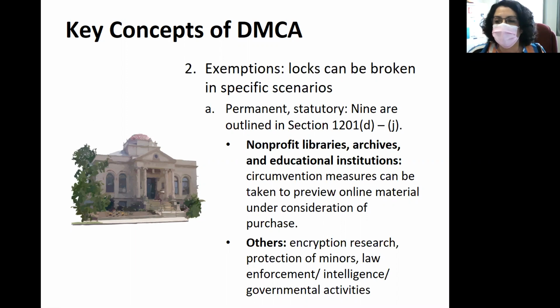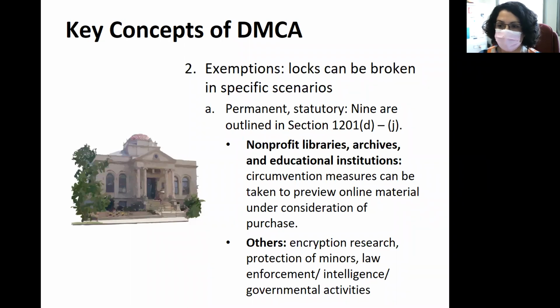Okay, now on the flip side of DMCA, there are exemptions. Locks can be broken in specific scenarios. So you have a law that says you can't do this and you can't do that, but then it says you can if and only if. So you've got two different types of exemptions. You've got the permanent statutory exemptions that are outlined in section 1201 D through J in the copyright law. Nonprofit libraries, archives, and educational institutions can use circumvention measures to preview online materials that they're considering purchasing.